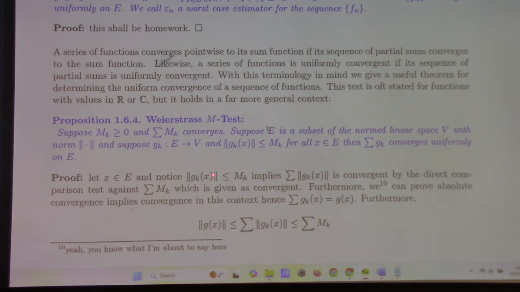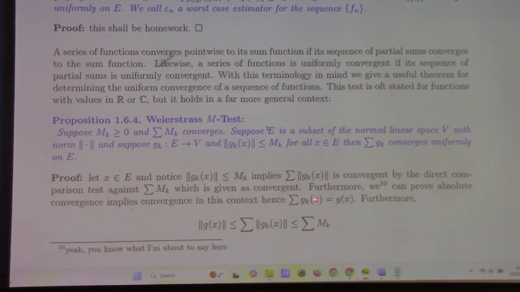If we have a majorizing series, that means that the series of the norms is convergent by the direct comparison test. And furthermore, you know what I'm about to say here. We can prove that absolute convergence implies convergence in this context. That does feel like a homework, doesn't it? I'm not sure I'll make good on that threat, but it is true. Absolute convergence implies convergence also in this context.